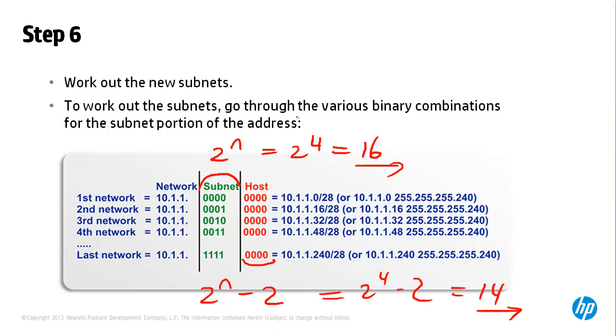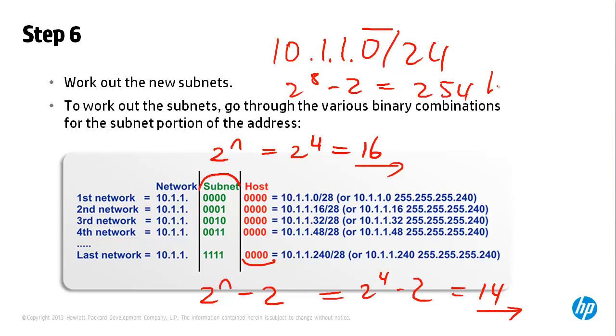Originally, we only had one subnet. We were given subnet 10.1.1.0/24. One subnet supporting 254 hosts. This is 8 bits in size. 2 to the power of 8 minus 2 gives you 254 hosts. So we supported originally 254 hosts on one subnet, but now we can support 14 hosts on 16 subnets. We have successfully taken one subnet and subdivided it into multiple subnets, in this case 16, each supporting 14 hosts.